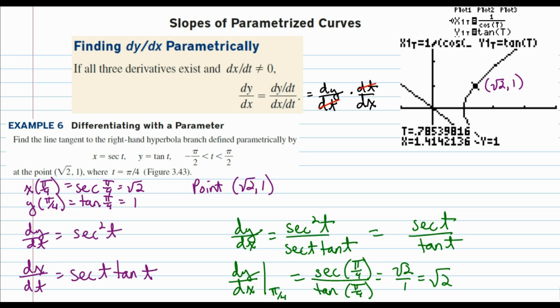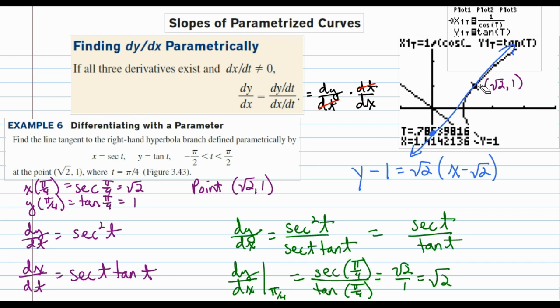So the tangent line is going to have the equation y minus the y coordinate 1 equals square root 2, the slope, times x minus the x coordinate, which so happens to also be square root 2. So I found the point square root 2 comma 1, and I can see that a slope of square root 2 looks like it would be tangent to this curve. Up 1.5-ish over 1.